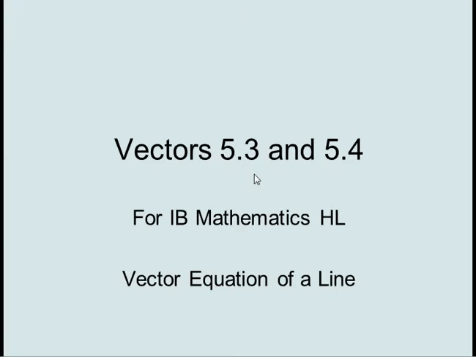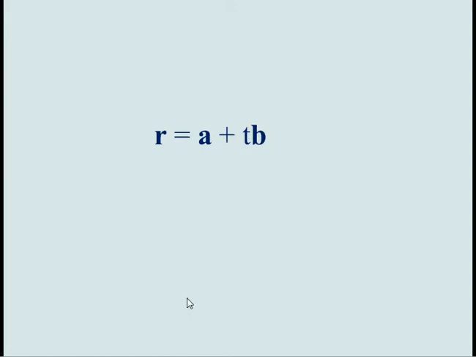Okay guys, here's another video in the series on vectors. We're looking specifically at the vector equation of a line. This is it, the vector equation of a line. It's always r equals a plus tb. You'll see that r, a and b are all vectors, t is a scalar.